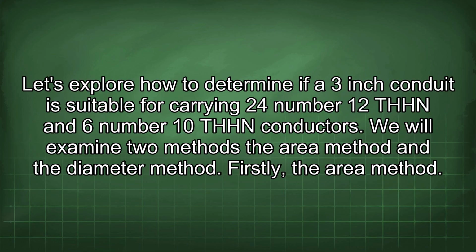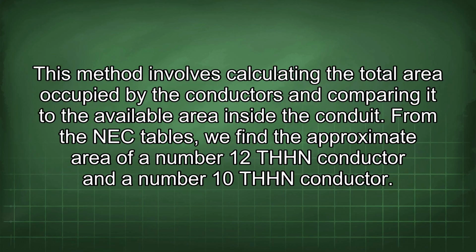Let's explore how to determine if a 3-inch conduit is suitable for carrying 24 number 12 THHN and 6 number 10 THHN conductors. We will examine two methods, the area method and the diameter method. Firstly, the area method. This method involves calculating the total area occupied by the conductors and comparing it to the available area inside the conduit.